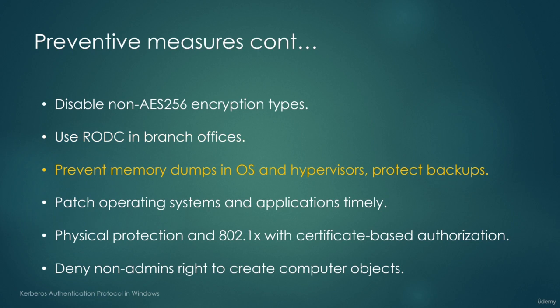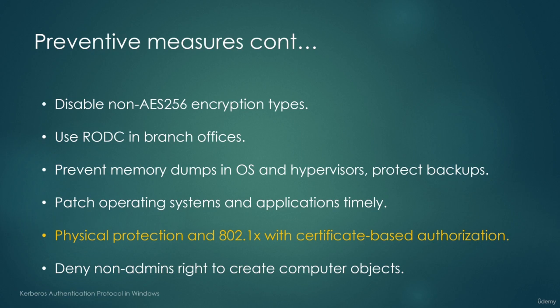Prevent memory dumps in operating system and hypervisors, and protect backups, especially those that contain password hashes such as Active Directory backup. Patch operating systems and applications timely to remove known vulnerabilities. Check the links in the transcript about recently patched Kerberos Bronze Bit attack vulnerability, in which an attacker was able to flip the forwardable flag bit on and obtain forwardable service ticket for highly privileged users, even if these were disabled for delegation.